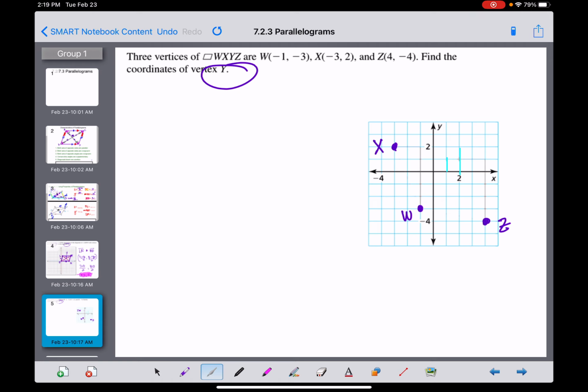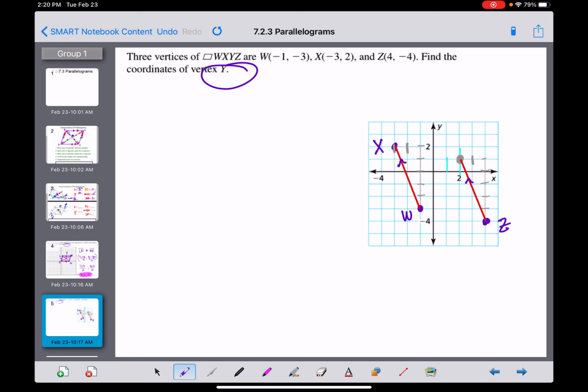If I look at my graph, from W up to X, I go up 1, 2, 3, 4, 5 spaces and back 2. So I'm going to mimic that with Z. I'm going to go up 1, 2, 3, 4, 5 spaces and back 2. Giving them the same slope means that my 2 lines are going to be parallel to each other, which is important because opposite sides are parallel. So both of these lines that I've just created are parallel to one another since they have the same exact slope.